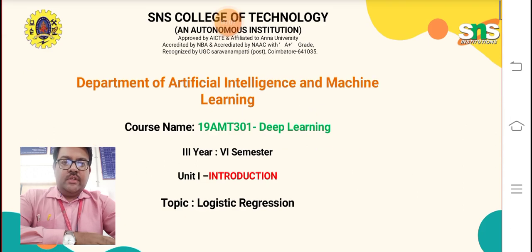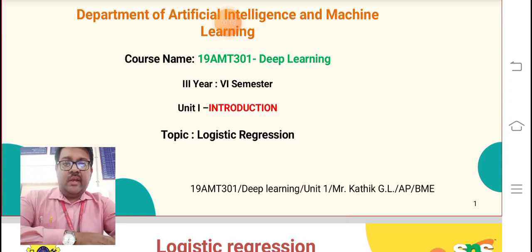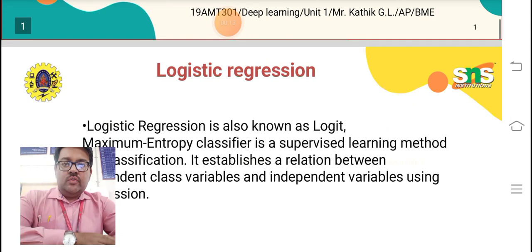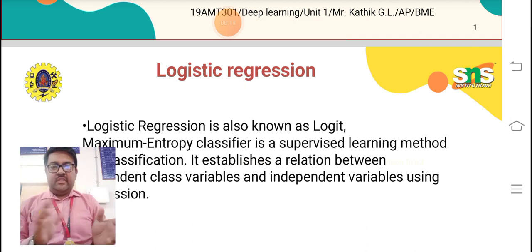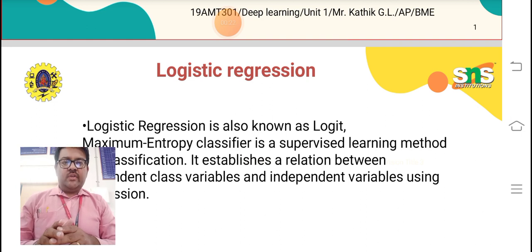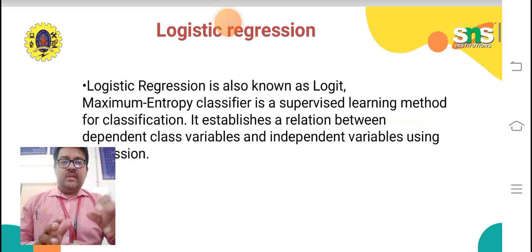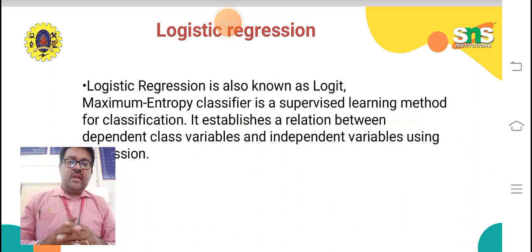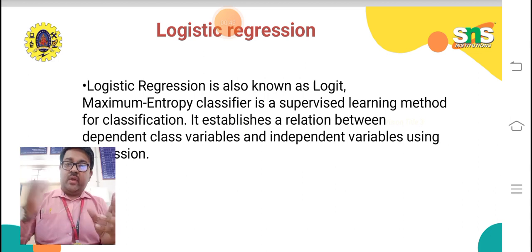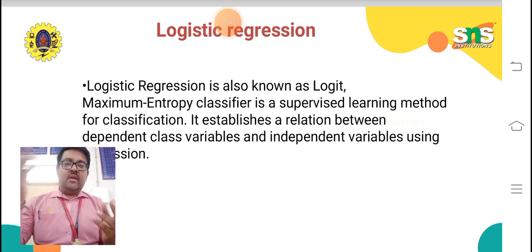In this video lecture, we are going to discuss the regression technique, that is, logistic regression. So we saw what is meant by regression. Regression is the variation between two variables x and y, right? Logistic regression is also called logit. Maximum entropy classifier is a supervised learning technique for classification. Supervised learning means there is a training process involved. It establishes the relationship between two variables, x-axis and y-axis. X-axis is the independent variable and y-axis is the dependent variable.